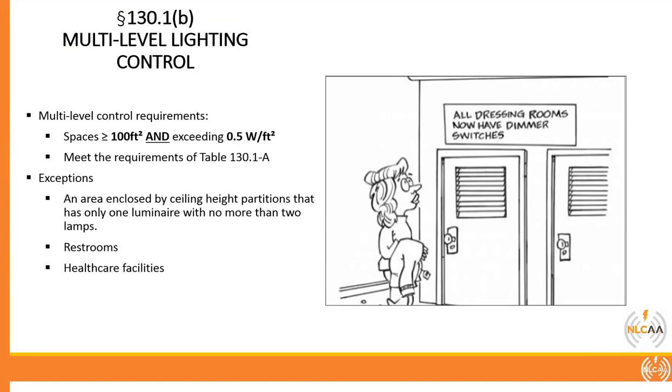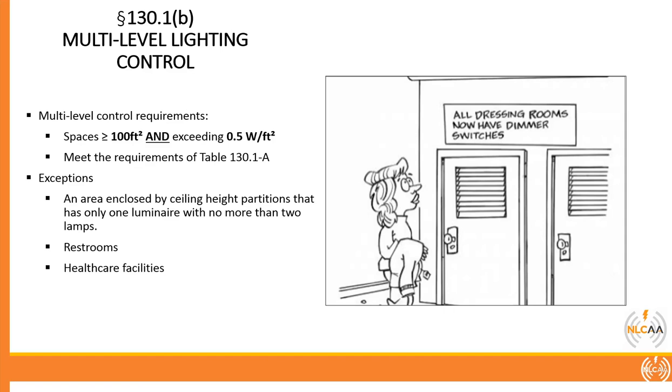So how do we know if we have to do multi-level lighting controls for our space? Well, if your enclosed space is greater than or equal to 100 square foot and its connected general lighting load exceeds 0.5 watts per square foot, those two things are true, you know you have triggered this requirement. And so what happens next is you have to make sure your general lighting is meeting the requirements of table 130.1a, which is your multi-level lighting control and uniformity table.